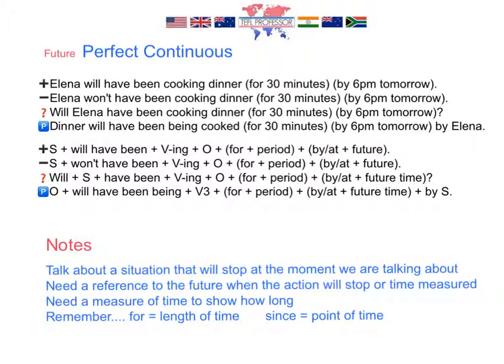Okay? So Elena will have been cooking dinner for 30 minutes by 6 p.m. tomorrow, or at 6 p.m. tomorrow. Same thing with the negative. Elena won't have been cooking dinner for 30 minutes by 6 p.m. tomorrow. Will Elena have been cooking dinner for 30 minutes by 6 p.m. tomorrow? And dinner will have been being cooked for 30 minutes by 6 p.m. tomorrow by Elena. Likewise with past perfect continuous, this is a very odd passive to have formed, but I just wanted to show you exactly how you might form it if you wanted to do so.